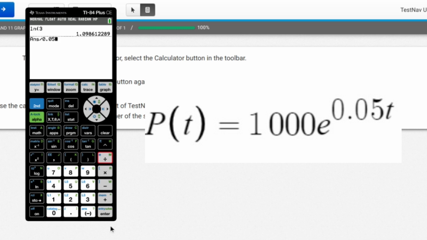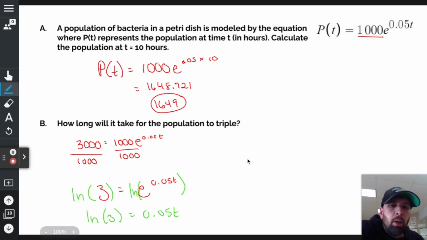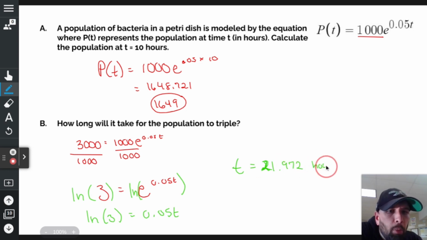0.05, I get my answer, and that answer is going to be, what are we doing, months, hours, 21.972 hours. So since t is in hours, that's 21.972 hours. So almost 22 hours.